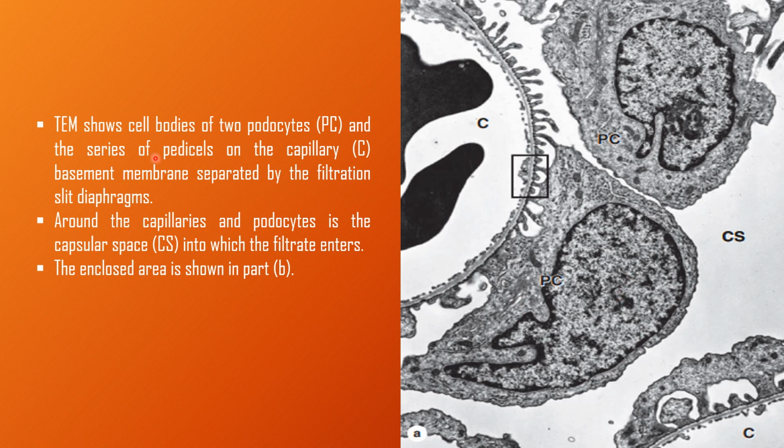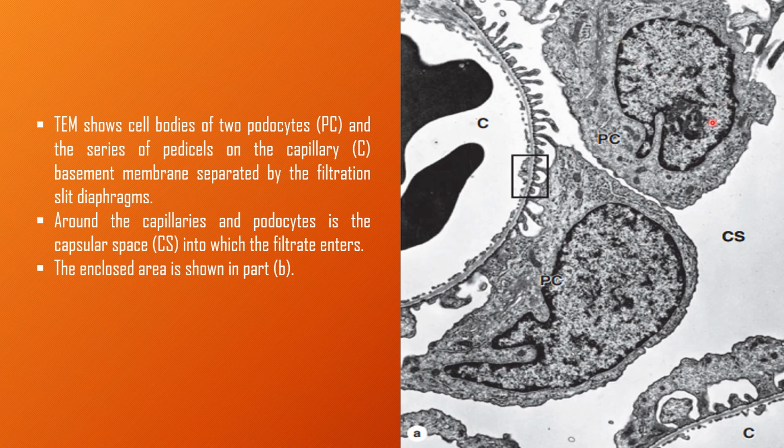This image shows cell bodies of two podocytes. As you can see here, these are the cell bodies of the two podocytes, and the series of pedicels on the capillaries. This is the capillary, and this is the basement membrane separated by the filtration slit diaphragm. Around the capillaries and podocyte is the capsular space. This is the capsular space into which the filter enters.